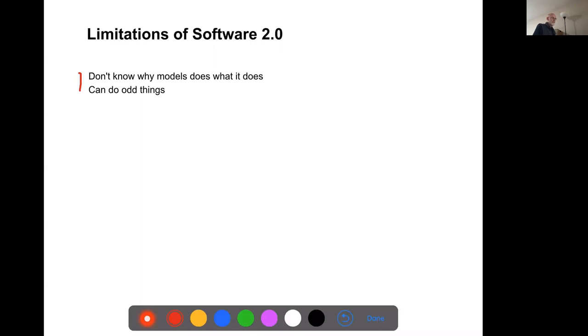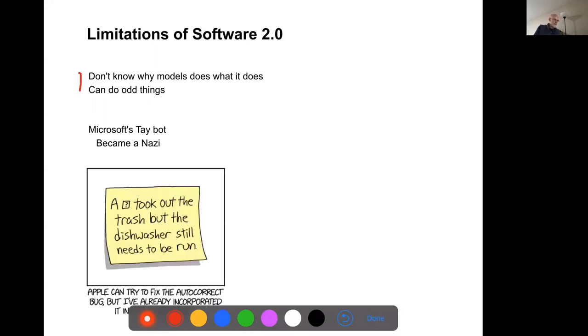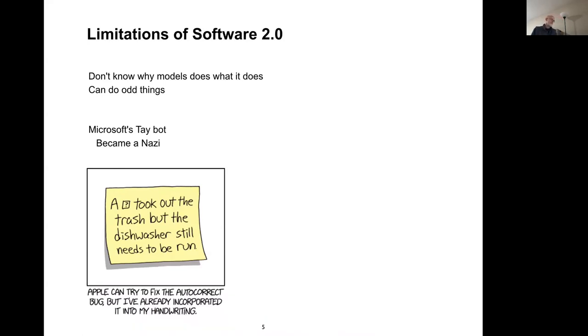And there are lots of interesting cases where it can do odd things. A few years ago, Microsoft built this bot, and they released it to the network, on the internet, and a bunch of people got together and trained it to become a Nazi, right? It was so obnoxious that Microsoft had to just take it down. And Apple had this famous bug in their spell checking, which they were using for autocorrecting, which everyone laughed at. But again, no one could really understand why it was doing that. So it makes it much harder to correct those types of things.